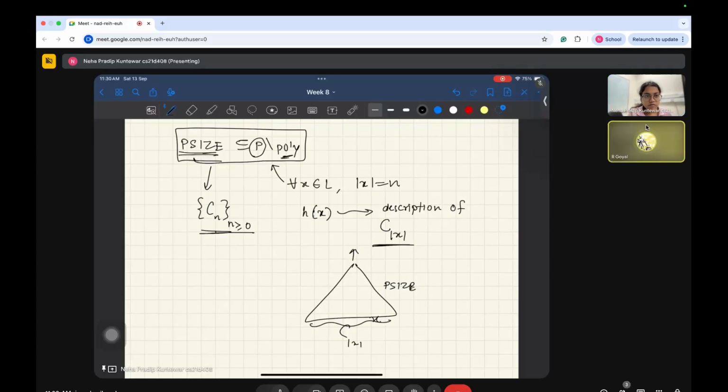And this can happen in both the directions. I mean, can we use the same argument for this, P/poly being a subset of P size? Because then whatever advice we are having, corresponding to that advice again there will be a circuit. Yes.